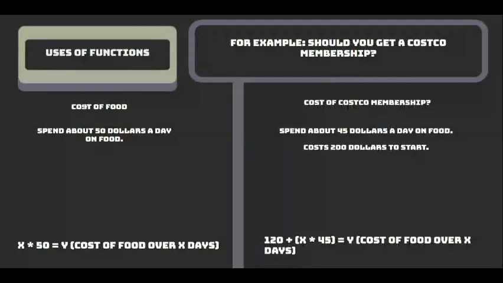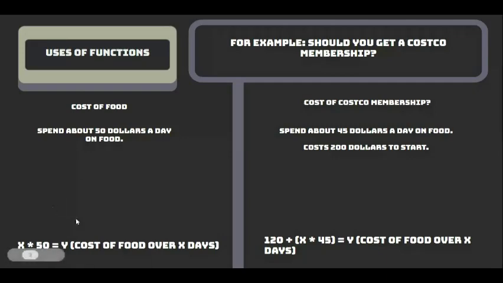So, for example, at a normal grocery store like Albertsons, we would spend $50 a day on food. If you have a big family like mine, trust me, there's a lot of kids to feed. But if you had a Costco membership, it would cost you $45 a day on food, but it would cost you $200 to start the membership. So you can represent these statistics as functions, and this is how we're able to figure out which one is more beneficial.